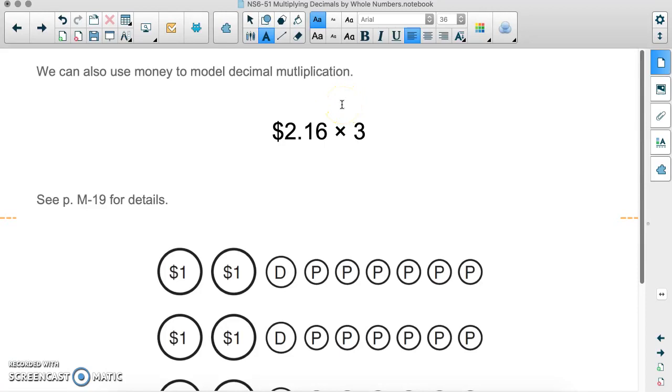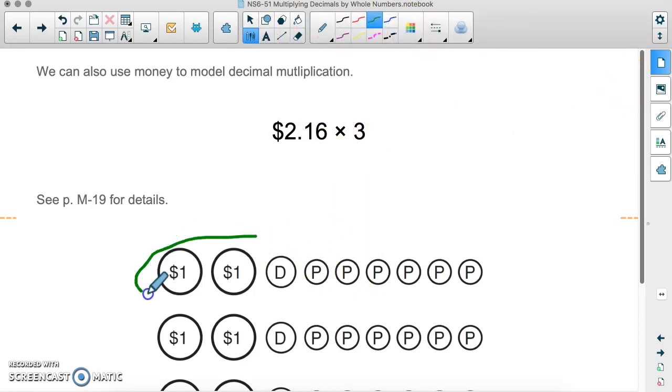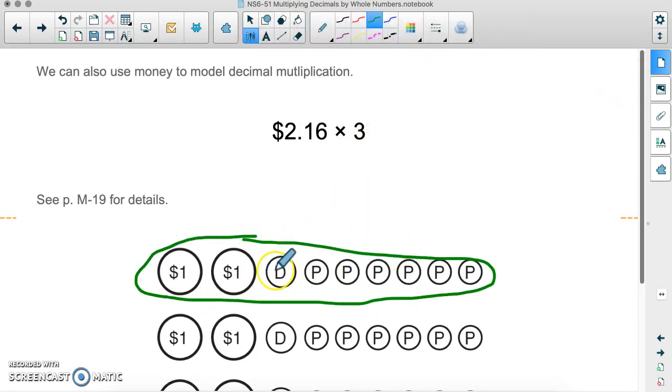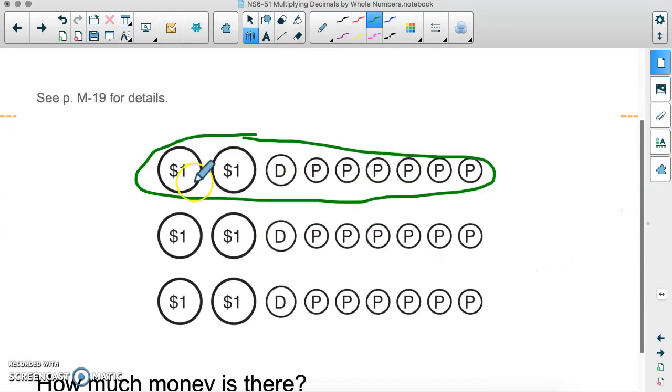So let's consider the decimal 2.16 as $2.16. So how many dollars do we have here? Well, we have $2. We have 1 dime that represents the 1 tenth, and we have 6 pennies that represents the 6 hundredths. Okay, so if we want to multiply this by 3, this is how much we would have if we just had $2.16, a dime and 6 pennies. But I want to multiply it by 3. So I'm going to take this, multiply it out by 3.